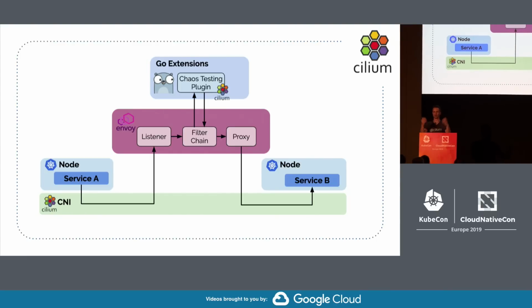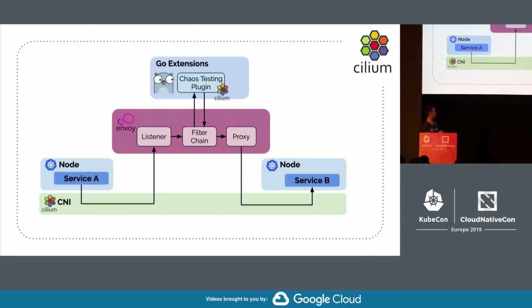And then on top of that, we're running the Go extensions. The Go extensions are a filter of Envoy that allow us to load Go code up here while keeping Envoy running. Every time the connection is receiving data, that data will go to the Go extension, and our Go extension can do something with that data. As we'll see, we'll do fault injection with that.